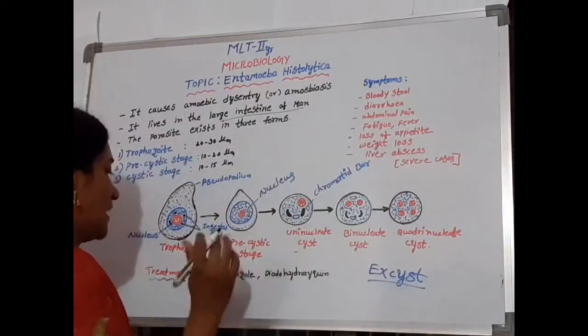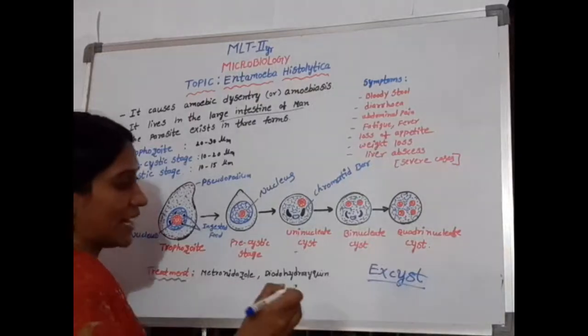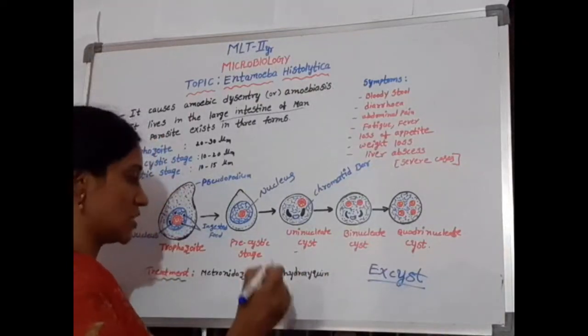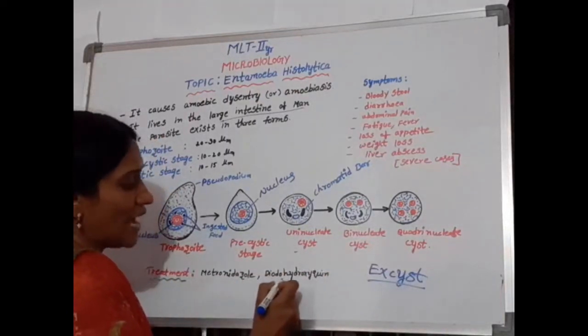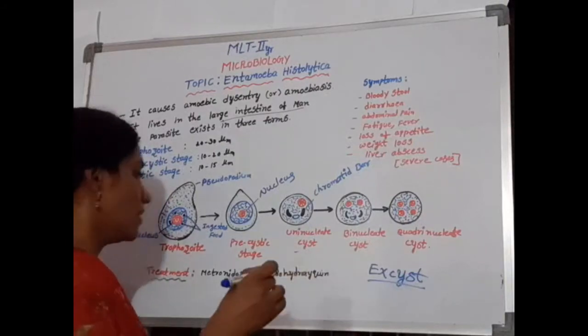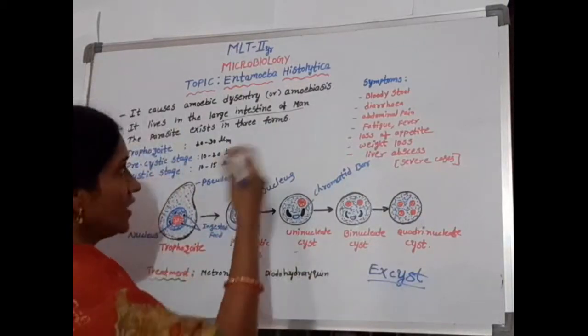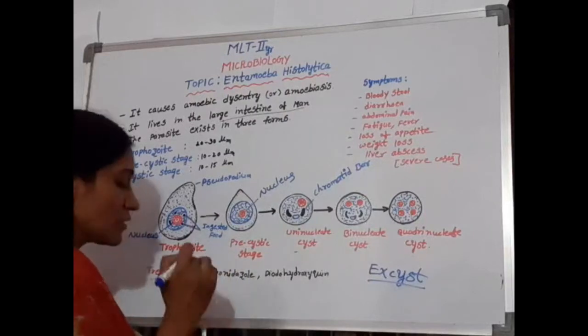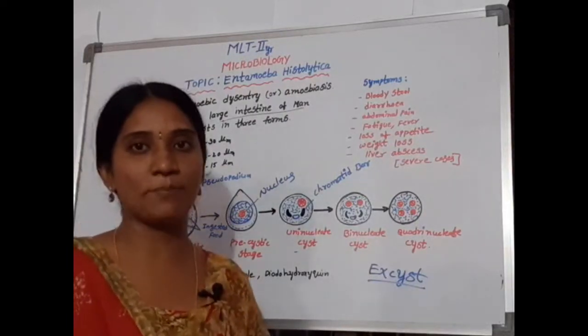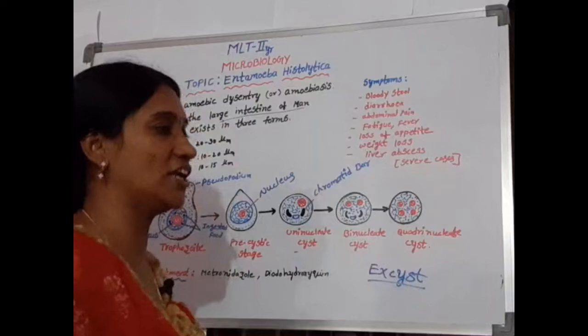And the treatment: metronidazole or diiodohydroxyquin. Metronidazole and diiodohydroxyquin medicines are taken after amoebiasis. A few antibiotics, such as ampicillin, are also taken as treatment.